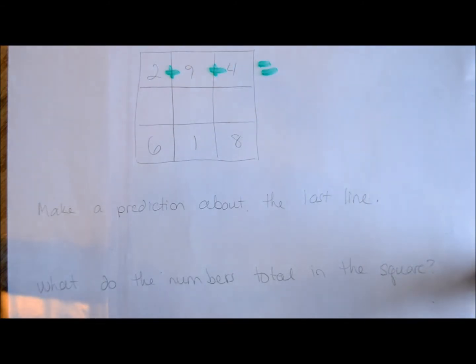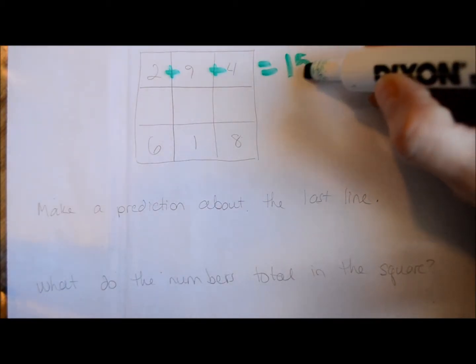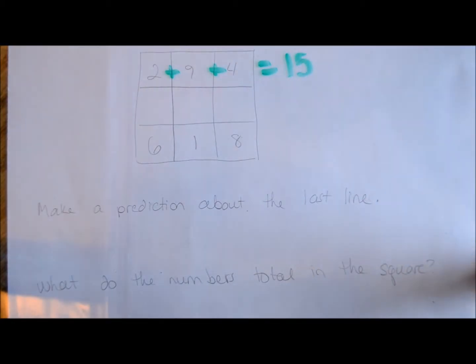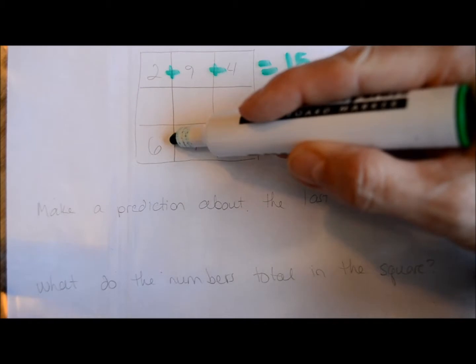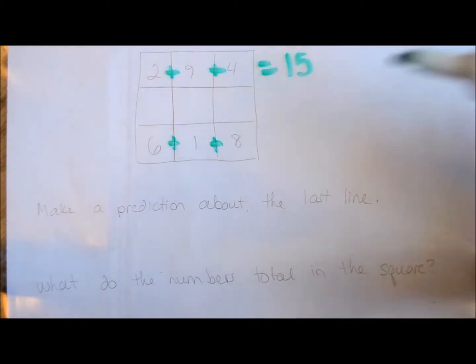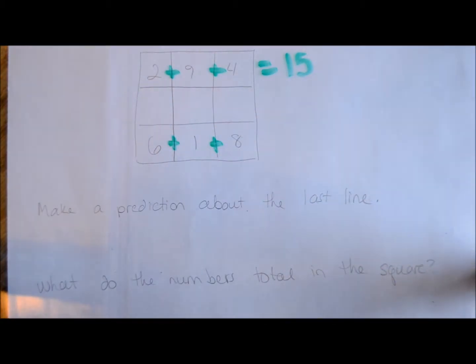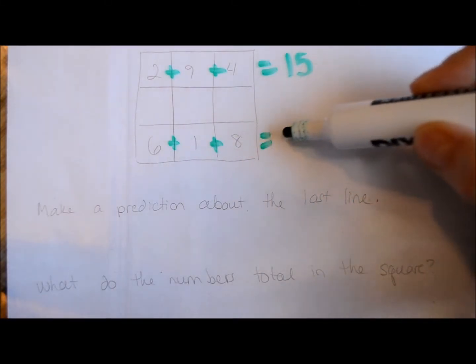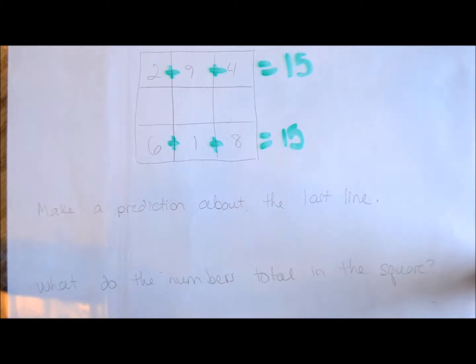So we're going to see what this equals. So 2 plus 9 is 11, and 11 plus 4 is 15. So my top row equals 15. My bottom row, let's see what it equals. 6 plus 1 is 7, and 7 plus 8 is 15. Amazing. So the pattern rule here seems to be that every line equals 15. That can help us with the middle row.